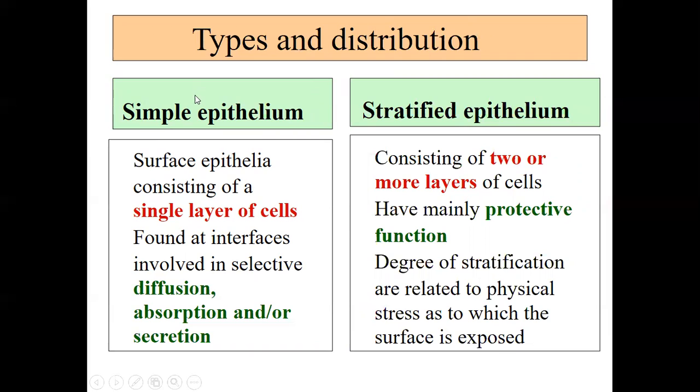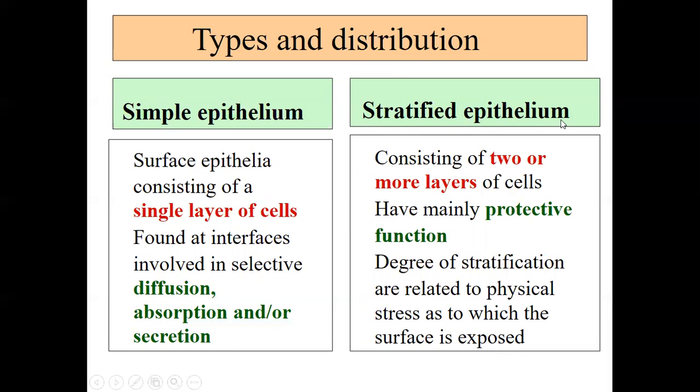This type of epithelium can be found at the interface that is involved in selective diffusion, absorption, and also secretion. Because this epithelium only has a single layer, it allows these processes to happen, like diffusion, absorption, and also secretion, because of the thin layer of the epithelium.